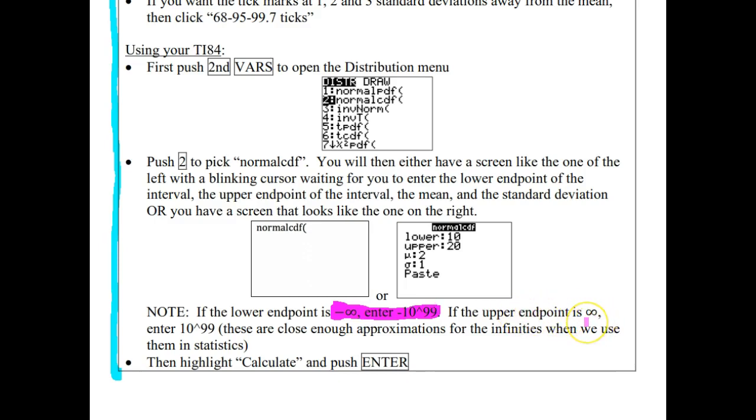Same if the upper endpoint is infinity. Again, there's no number equal to infinity, so for statistics, we're just going to enter 10 to the 99th. These are close enough approximations for the infinities when we use them in statistics. And then we would highlight paste and push enter. If you have the newer operating system, you would have to hit paste and hit enter, and then your screen looks like this one, and once we've got those in, we would hit enter again to get that final end result.